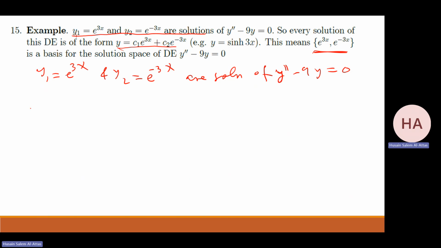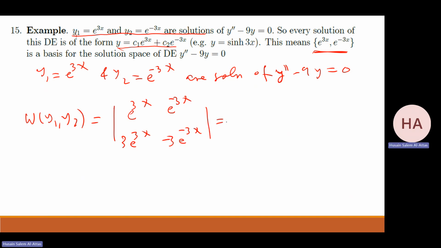Now we need to prove they are linearly independent, so we'll do the Wronskian. I have 3e^(3x) minus 3e^(3x)... that gives me minus 3 e to the power 0, and minus 3. So it's minus 6, which is not equal to 0. So that means y1 and y2 are linearly independent.